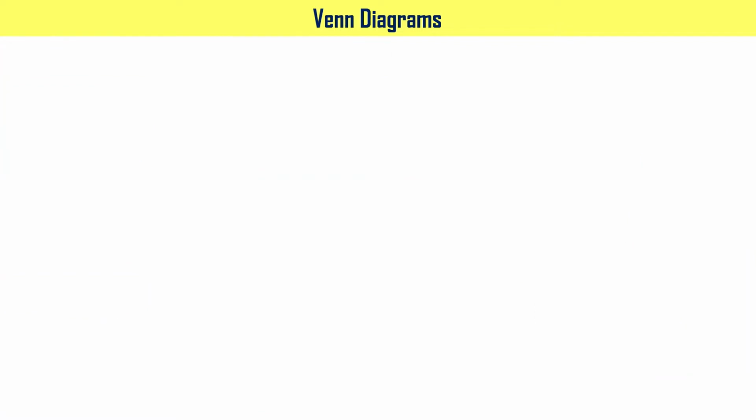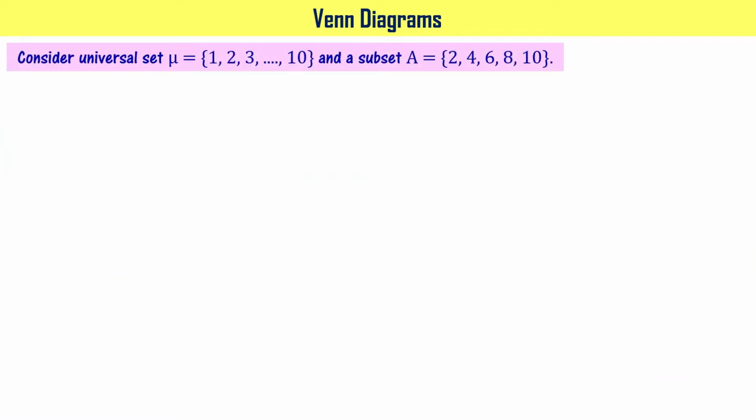Understood? Now, let us consider a universal set mu equal to the set containing elements 1, 2, 3, 4, 5, 6, 7, 8, 9 and 10, and a subset A that has elements 2, 4, 6, 8 and 10, right? This is the universal set and this is a subset of the universal set, right? It means every element of A is present in the universal set. That's why A is a subset of the universal set, right?